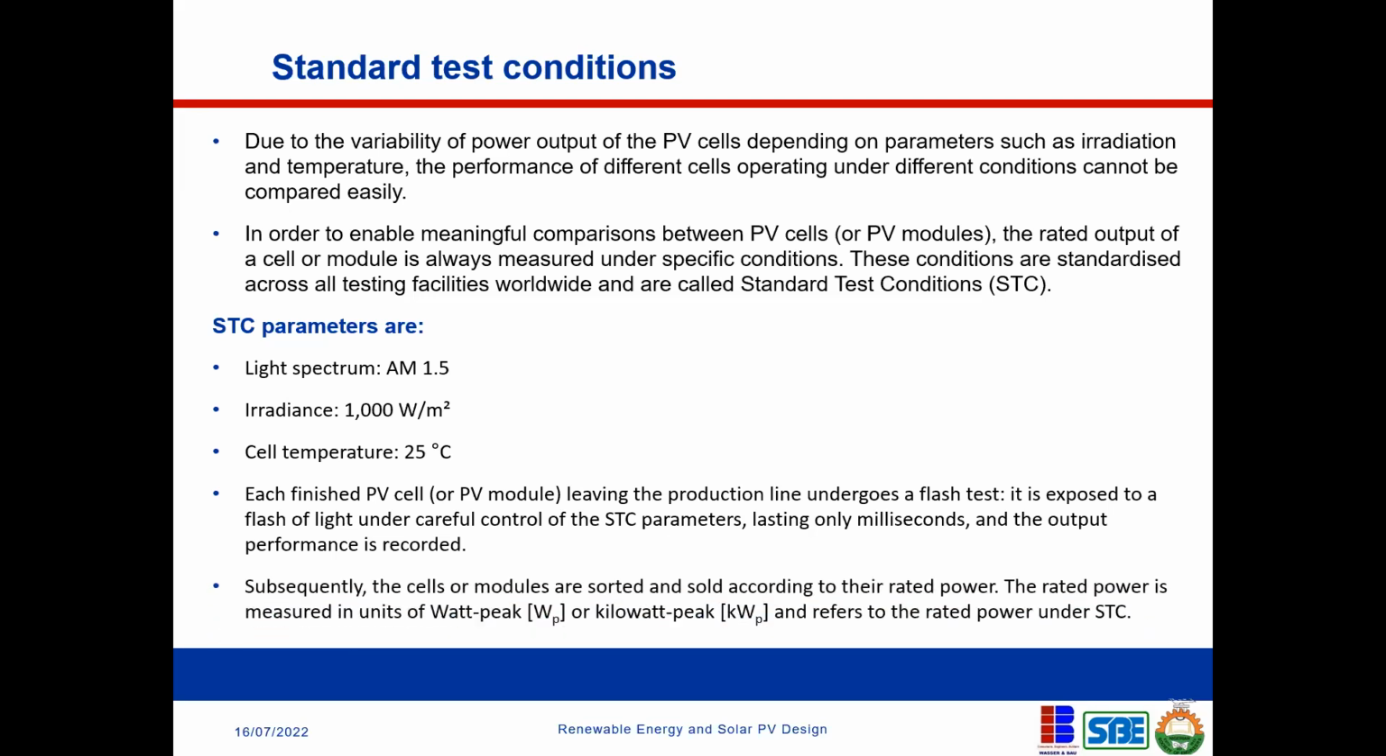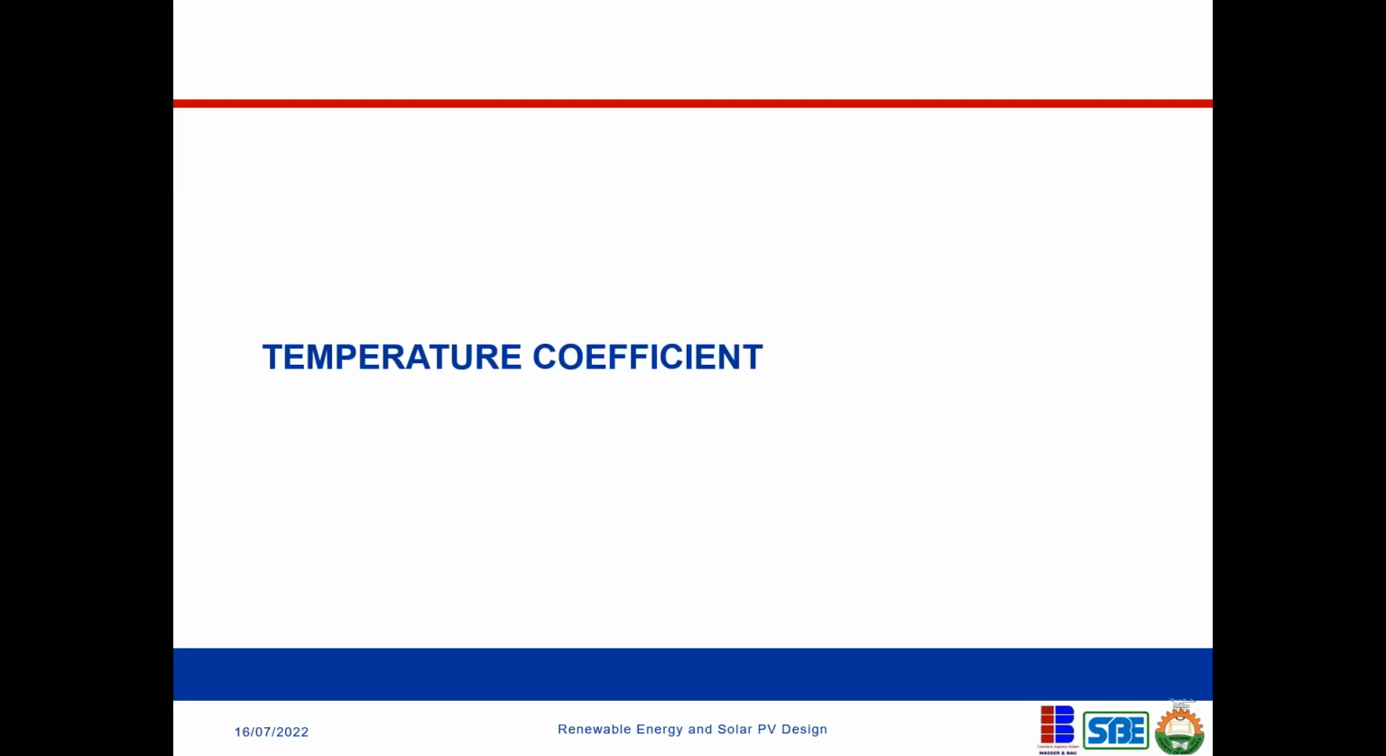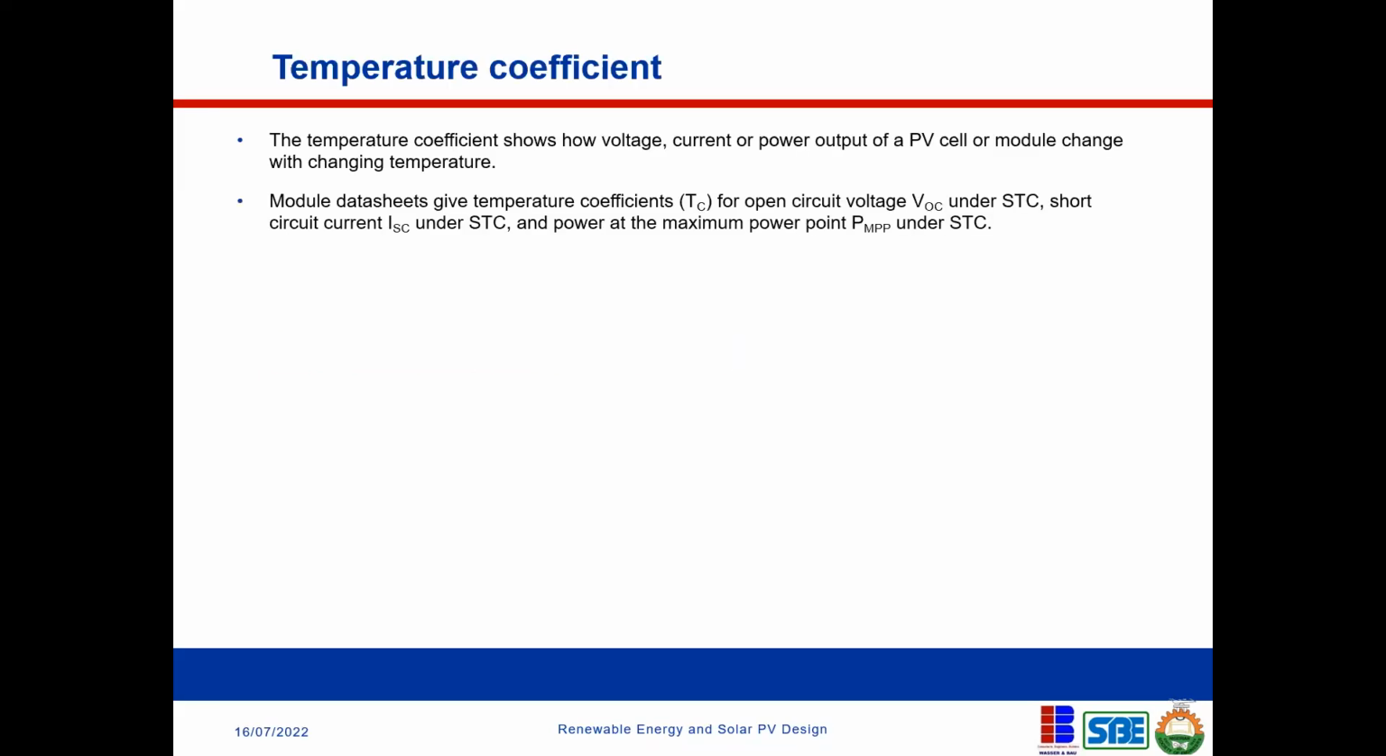So subsequently, the cells or modules are sorted and sold according to their rated power. The rated power is measured in units of watts peak or kilowatt peak and refers to the rated power at standard test condition. Now let us look at what temperature coefficient is. The temperature coefficient shows how voltage, current, or power output of a PV cell or module changes with changing temperature.